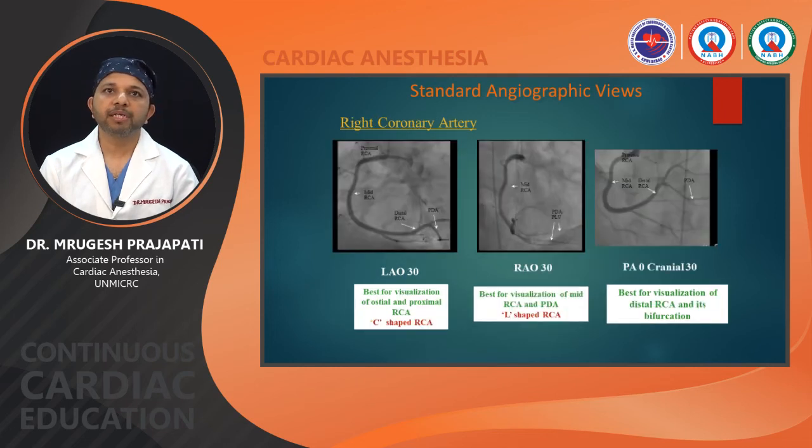If we talk about the angiographic views of the right coronary artery, three views are very useful. The LAO 30 is best for the visualization of the ostium and the proximal RCA. We can see here the RCA looks like a C shape. In RAO 30 view, the RCA will look like an L shape, and it is for best visualization of the mid RCA and the PDA. The PA 0 and cranial 30 is best for the visualization of the distal RCA and its bifurcation.